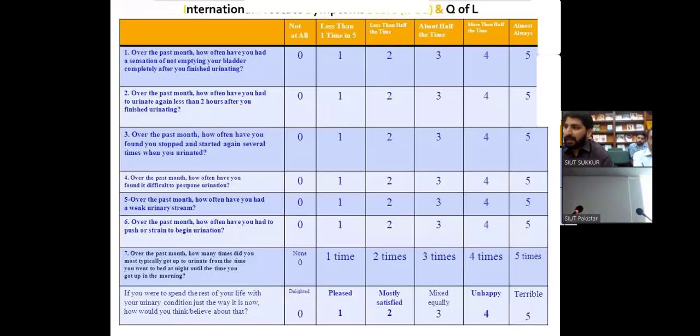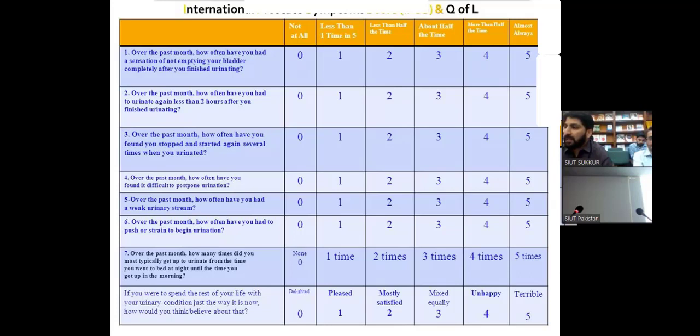And the International Prostate Symptom Score, IPSS. This is an 8-item questionnaire. The 7 questions are about the symptoms of the disease, and the 8th question is about the quality of life. And they are graded from 0 to 5.